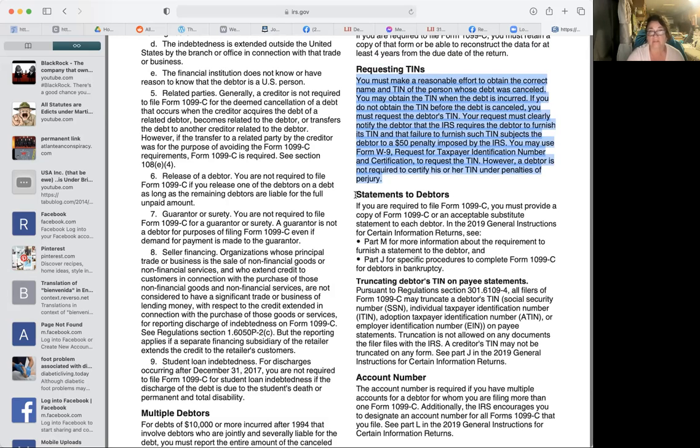Well, let's just see something here. Statements to debtors. Who would that be? If you are required to file Form 1099-C, you must provide a copy of Form 1099-C or an acceptable substitute statement to each debtor. In the 2019 General Instructions for Certain Information Returns, see Part M for more information about the requirement to furnish a statement to the debtor, and Part J for specific procedures to complete Form 1099-C for debtors in bankruptcy.